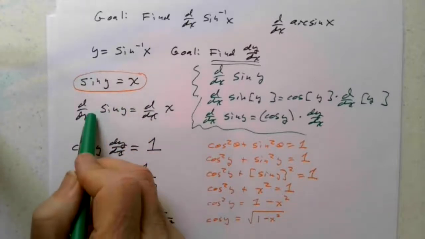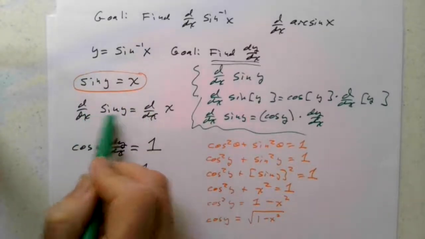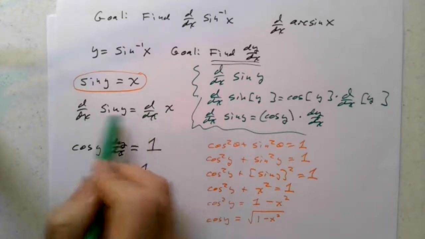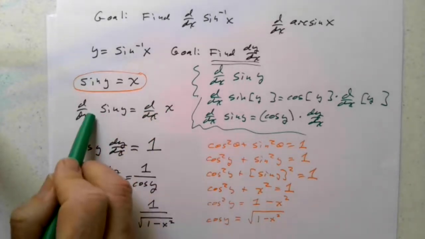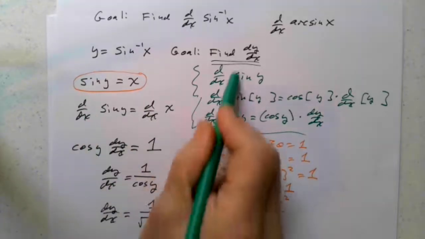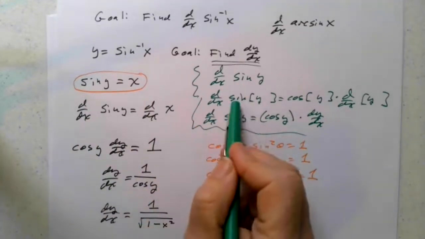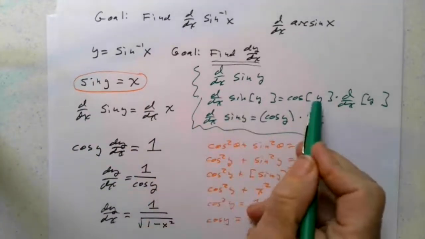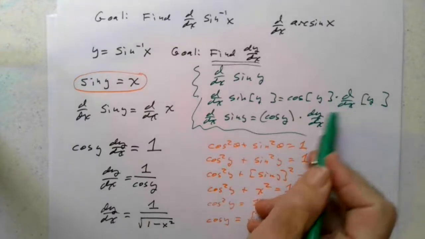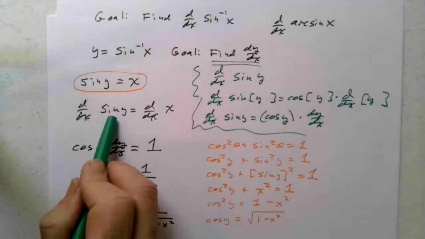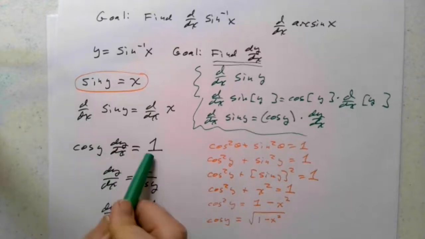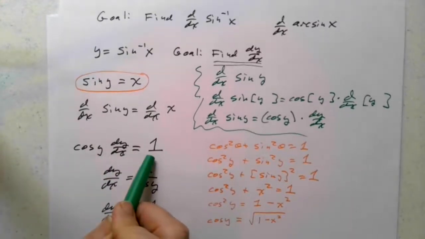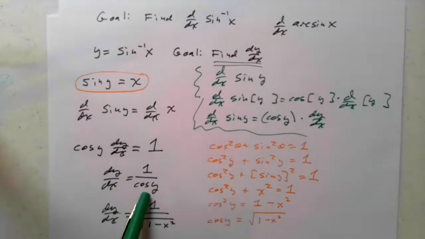What did I do next? Took the derivative with respect to x of both sides. The derivative with respect to x of x is just 1, no problem. The derivative with respect to x of sine y, that required a little work, right? The derivative of the sine of something is cos of something times the derivative of the something. So the derivative with respect to x of sine y was cos y dy dx here. Now notice this enabled me to solve for dy dx, just dividing both sides by cos y.